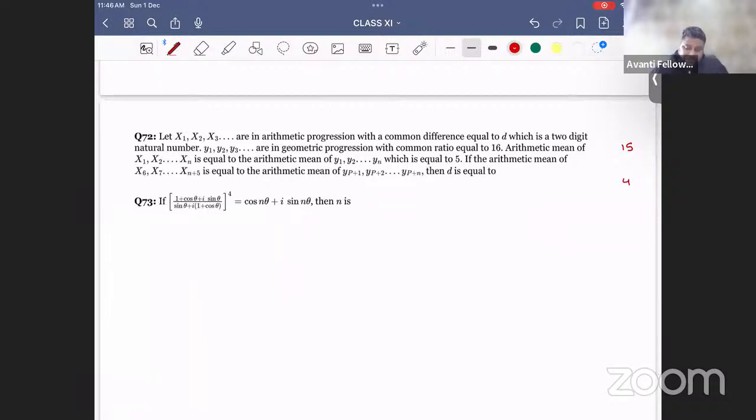Now, let x1, x2, x3 be in arithmetic progression with common difference d, which is also a two-digit natural number. y1, y2, y3, which is a two-digit natural number, are in geometric progression with common ratio equal to 16. Arithmetic mean of these is equal to the arithmetic mean of this, which is equal to 5. And the arithmetic mean of x6, x7, up to x(n+5) is equal to the arithmetic mean of y(p+1). This, then d is equal to. All right. Now see.